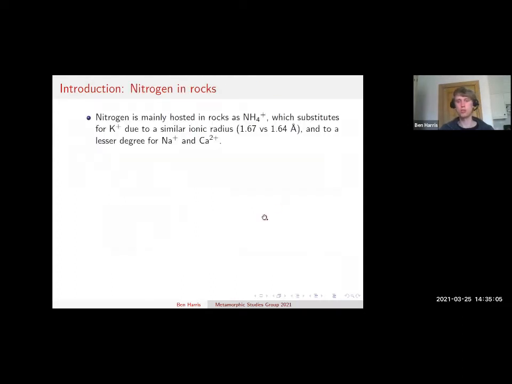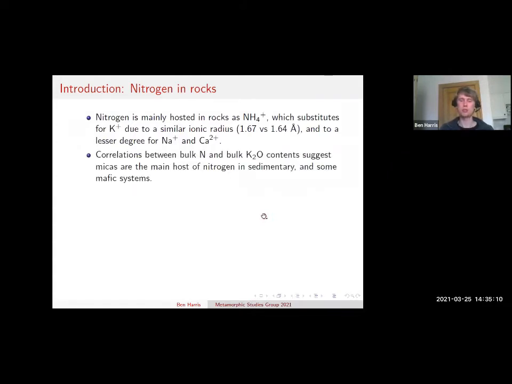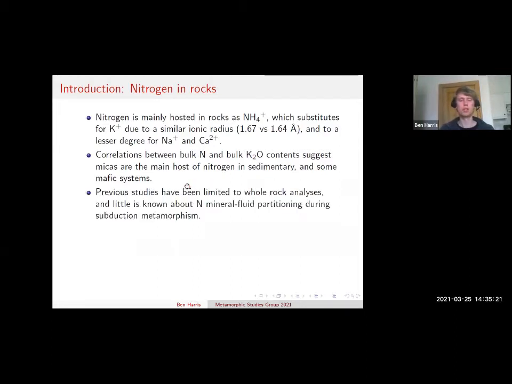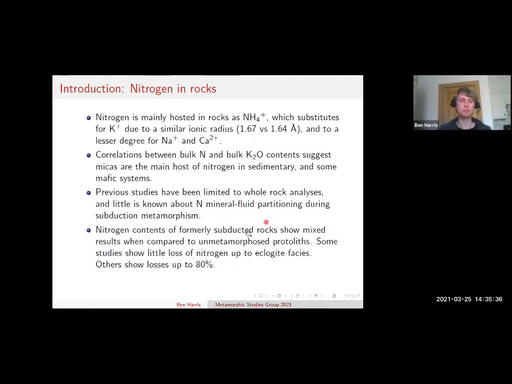So nitrogen in rocks is mainly hosted as ammonium, which substitutes for potassium. And correlations between bulk nitrogen and bulk potassium contents suggest that micas are the main host of nitrogen in sedimentary rocks and in some mafic rocks where micas are present. So previous studies on nitrogen have been limited to whole rock analyses, and relatively little is known about nitrogen mineral fluid partitioning during subduction metamorphism, which controls how easily nitrogen is lost into fluids and therefore lost from the slab.